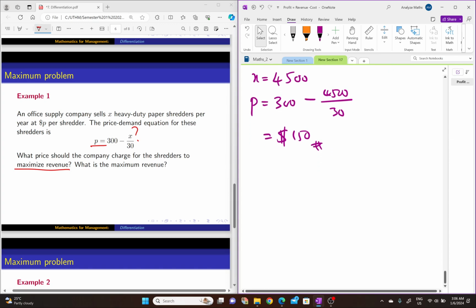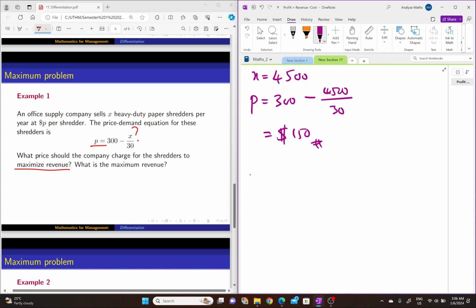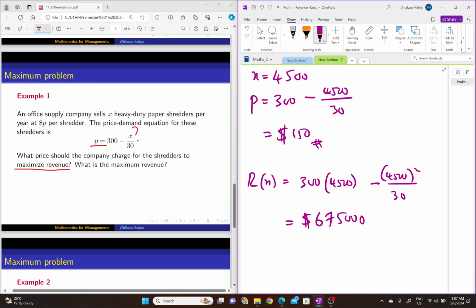And what is the maximum revenue? Just now the revenue function was 300x minus x squared over 30. Replace the x with 4,500, and if you do this, you will get the maximum revenue. So you can notice that for us to find the price and revenue, we need the x.